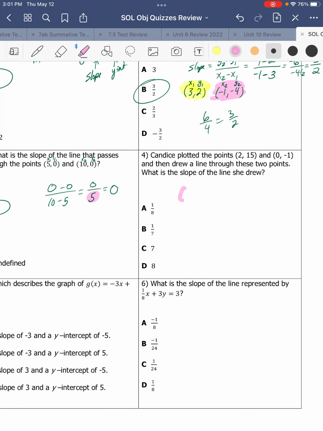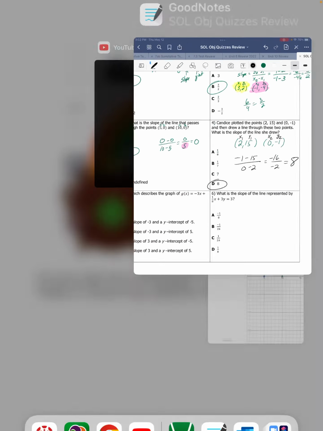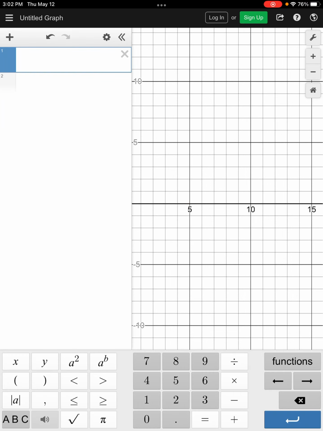All right, so I'm going to do the next one. Oh, probably shouldn't draw in highlighter. 0, negative 1. I'm only going to do this one. So label my first coordinate, my second coordinate, so negative 16 over negative 2. Do that in the calculator: negative 16 divided by negative 2 is 8. Make sure you're putting that in the calculator. Cool.